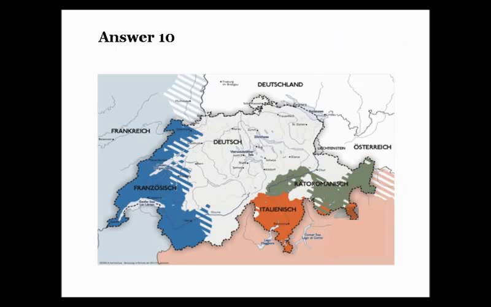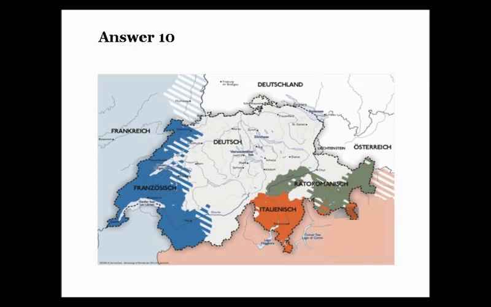This map gives information about the linguistic map of Switzerland. To begin with, we can see that there are several languages in this map, including French, German, Italian, and Romansh in Switzerland. According to the graph, on the left-hand side of Switzerland, close to France, people speak French. In the middle part of Switzerland, close to Germany, people mainly speak German.